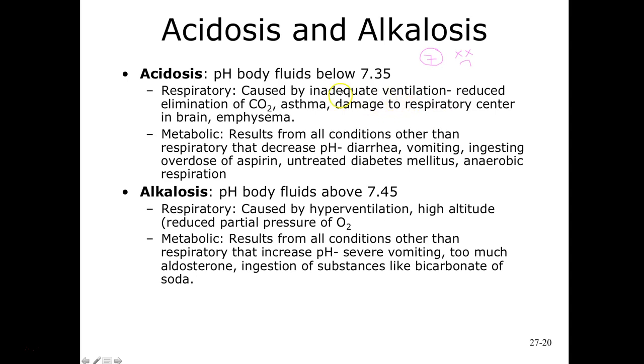So we have two different types of acidosis, respiratory and metabolic. Respiratory acidosis is when we're not getting enough ventilation taking place, so we are retaining carbon dioxide. We get it with asthma, damage to the respiratory center in our brain, and emphysema. Remember, here's our healthy, nice alveoli. Emphysema kind of pulls them out a lot bigger, right? Less surface area, less exchange of gases.